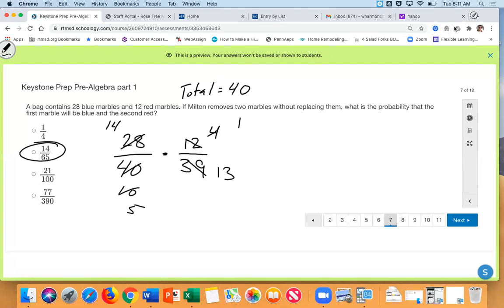Because it's probability, so you multiply them. So the probability of pulling out the blue one was like more than half. And then 12 out of 39, I would say close to 1/3. So 1/2 times 1/3 should be somewhere around 1/6, which is right around that. It's a little bit more. All right, next problem.